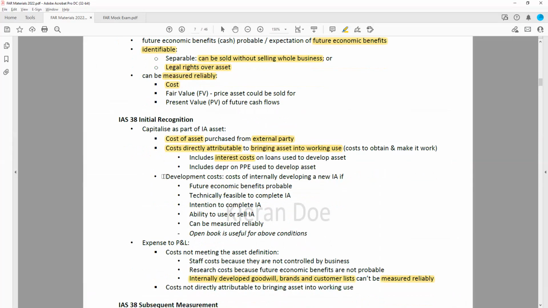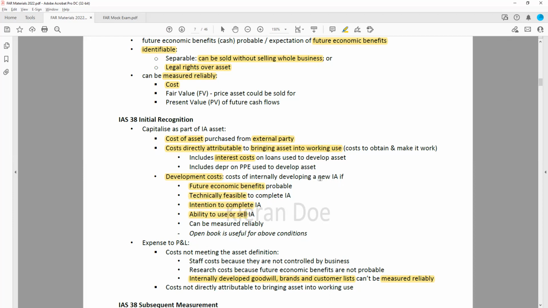So when we start to develop them internally, with PPE, we looked at constructing an asset. With intangible assets, these are development costs. So the cost of developing a new intangible asset can be capitalized, but only if strict conditions are met. This is why the open book can be useful, because it reminds you of those conditions. We've got future economic benefits being probable. Is it technically feasible to complete the asset? Do they intend to complete it? Do they have the ability to use it or sell it? And can it be measured reliably?